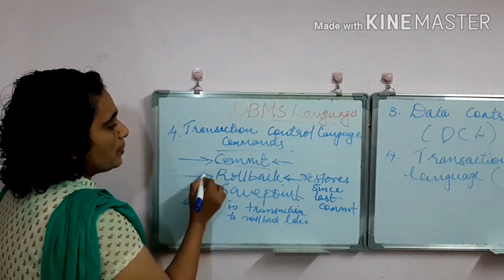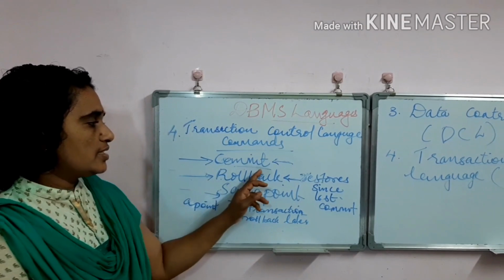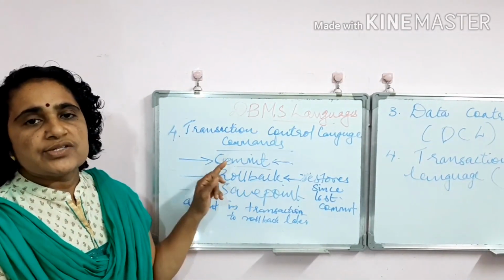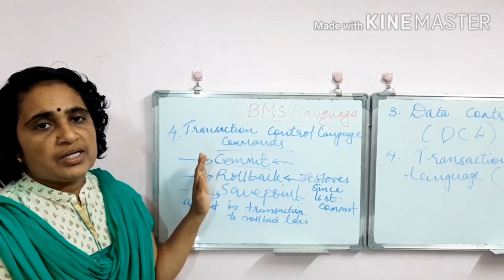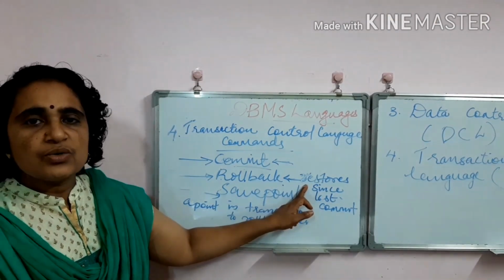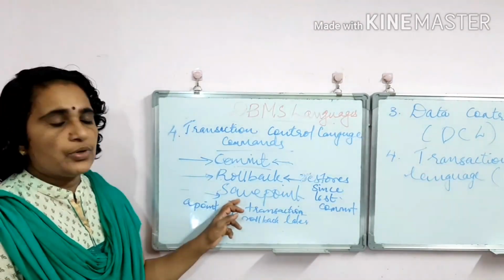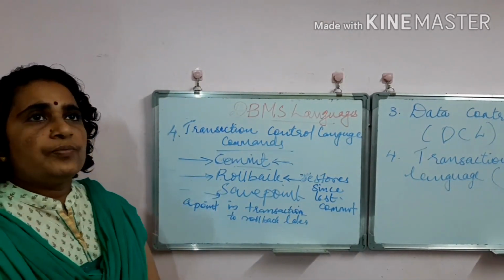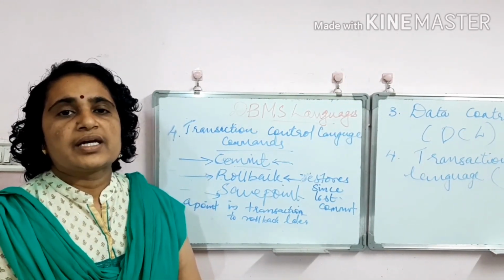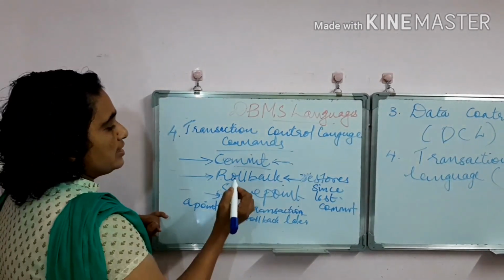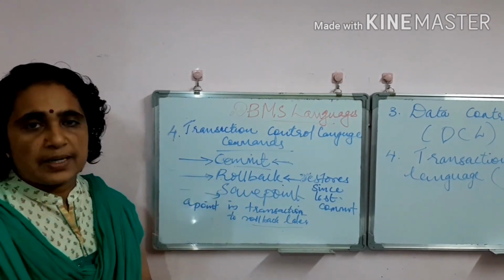And the next one is rollback. Rollback command is used to restore since the last commit command. It is just the opposite of commit command. Any change made to the database after the commit command will be undone. And the last point is the save point. It is used to set a point in the transaction so that we can later roll back. We can mark a point in the transaction so that we can roll back to it after some time.